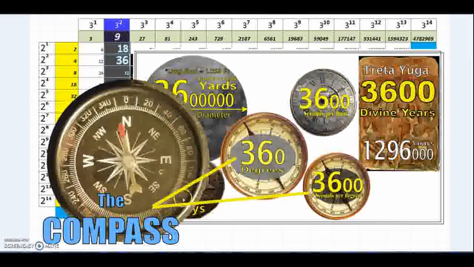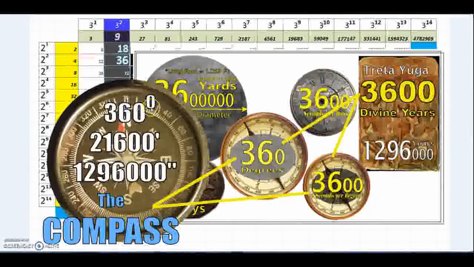But also by the compass. So, a 360-degree compass or a protractor. Well, 360 degrees, and each degree itself is broken up into 60 minutes. So we see time for compass, or these same numbers convert even in the divine years in the Treta Yuga. And so on a 360-degree compass, there are 21,600 minutes per 360 degrees. So it's 360 times 60. Multiply it by 60 again, you get 1,296,000 seconds in 360 degrees.